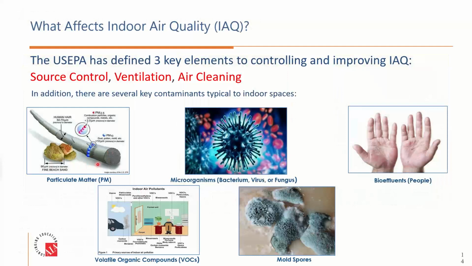So what affects indoor air quality? These are several examples of what we would find in our air: particulate matter of various sizes, microorganisms like bacteria, viruses, or fungi, bioeffluents from people, VOCs coming from auto emissions and those kinds of things, and then materials off-gassing and mold spores.